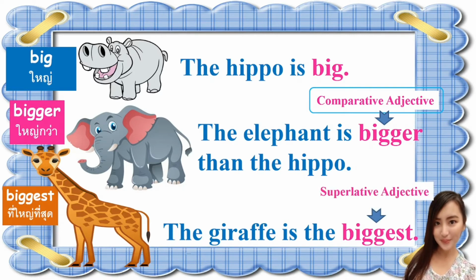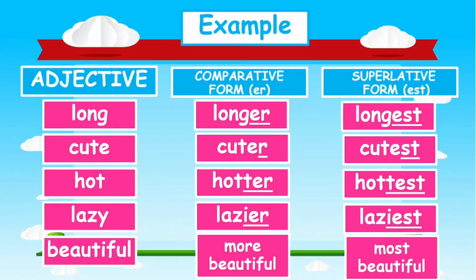In here, we use the superlative adjective biggest because we are comparing more than two. 1, 2, 3. Okay, in here we have 3 animals. So we use superlative adjectives. Do you understand? Okay, so another example.